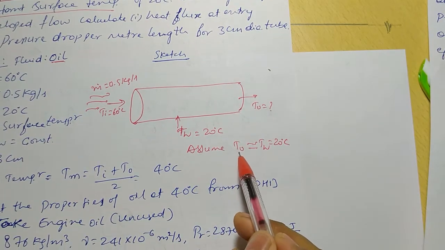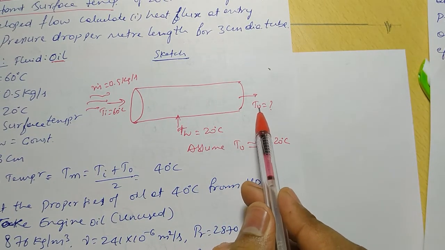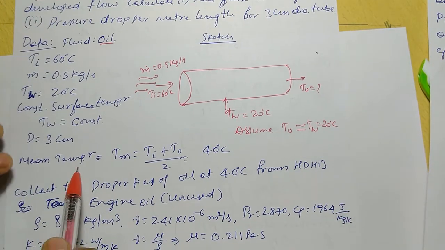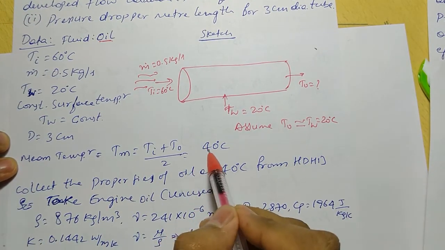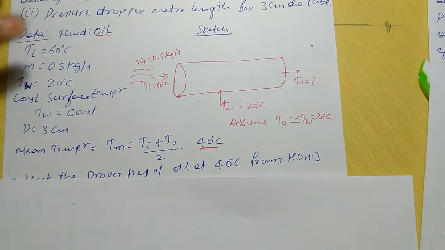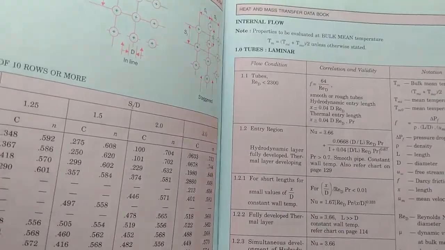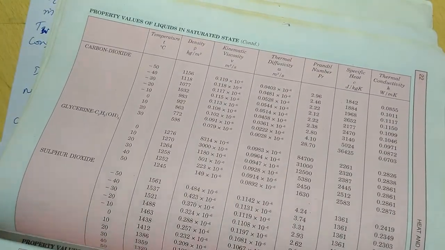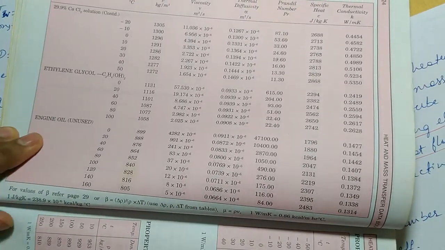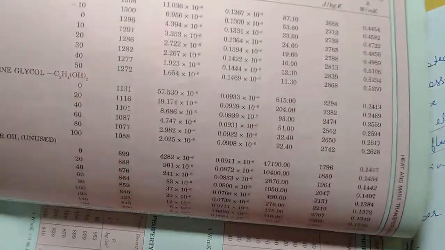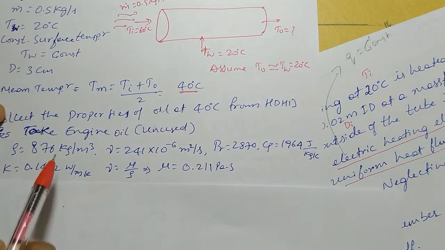So assume the water outlet is almost equal to the wall temperature of the pipe, so you consider it as 20 degrees centigrade. Based on that, you calculate the mean temperature, and you will get 40 degrees centigrade. At this temperature, collect the properties of the oil from the data handbook. Go to the contents, liquids. In the liquids, search where it is. Here you can see engine oil unused, that one you have to use. At 40 degrees centigrade, note down all the properties.